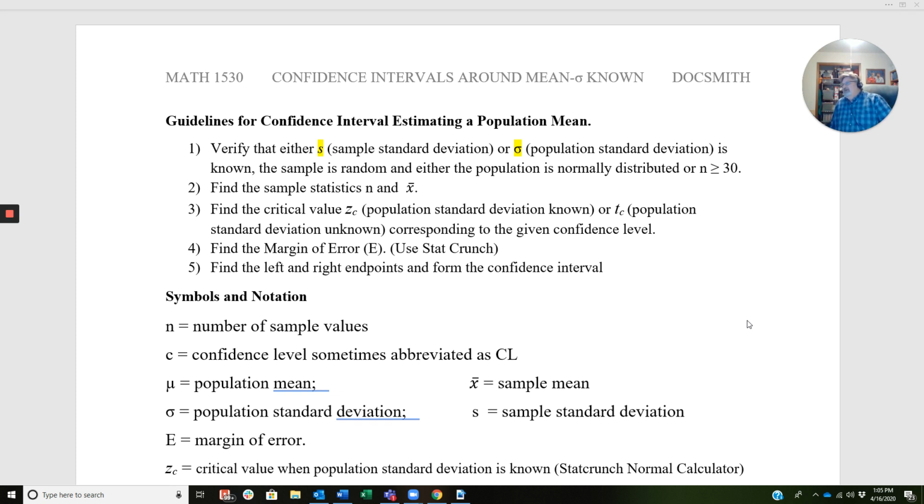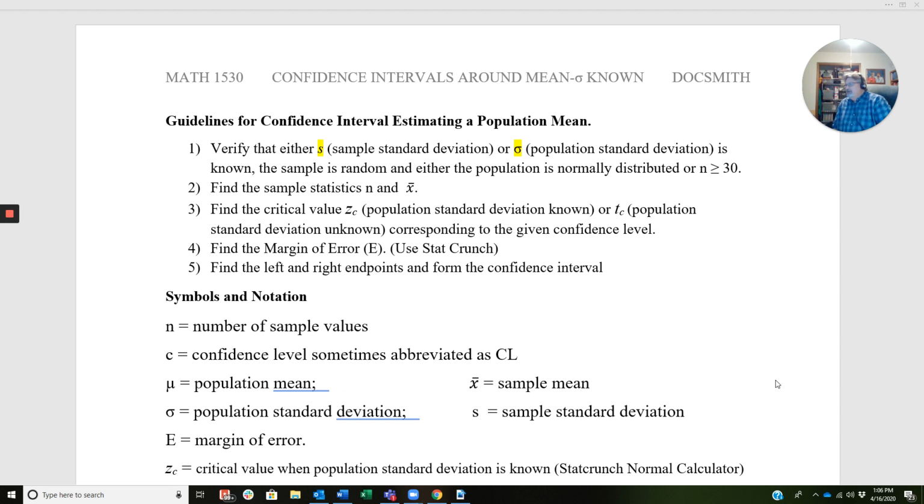So here are our guidelines. We verify that either S, the sample standard deviation, or sigma, the population standard deviation, is known. The sample is random, and either the population is normally distributed or N is greater than or equal to 30. We find our sample statistics, N and X bar. We find the critical value, which is Z or T. Notice it's Z when we know the population standard deviation, and it's T when we don't. This corresponds to a given confidence level, which is C, sometimes abbreviated as CL.